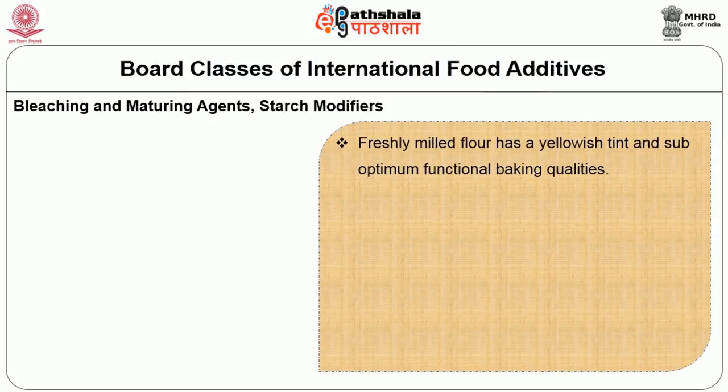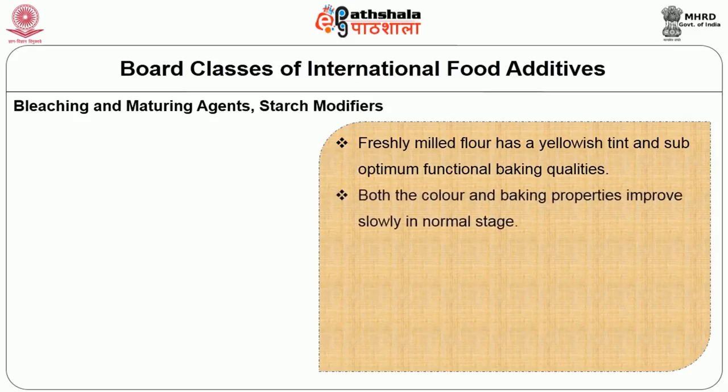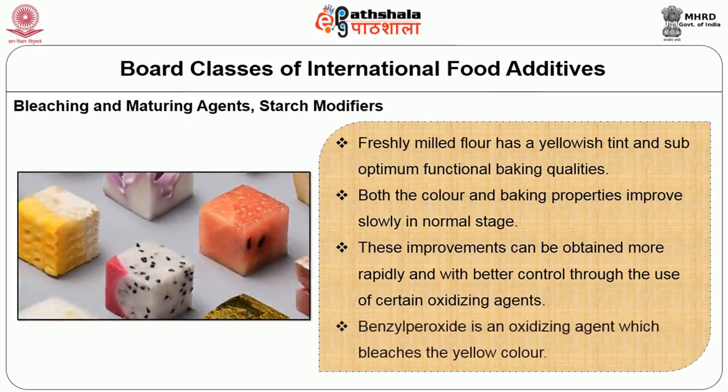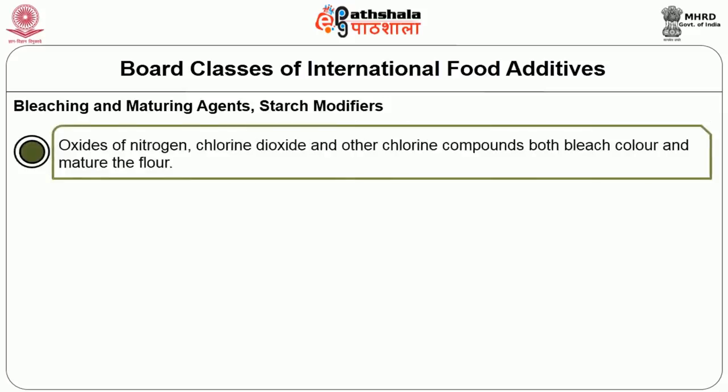Bleaching and maturing agents and starch modifiers. Freshly milled flour has a yellowish tint and sub-optimum functional baking qualities. Both the color and baking properties improve slowly in normal storage. These improvements can be obtained more rapidly and with better control through the use of certain oxidizing agents. Benzoyl peroxide is an oxidizing agent which bleaches the yellow color.